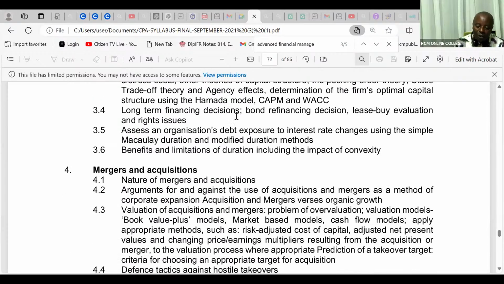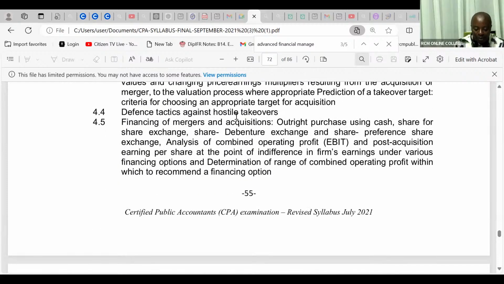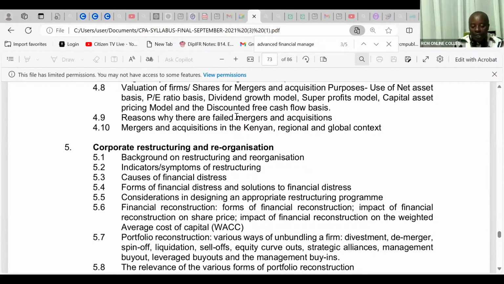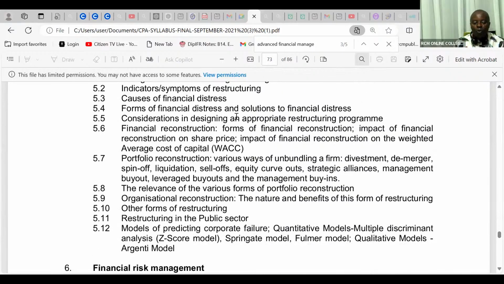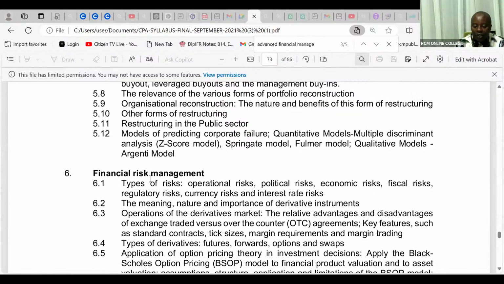So we have mergers and acquisitions, where we explain what they mean. We shall be looking at how to value them. Very, very important. Corporate restructuring and reorganization: background on restructuring and reorganization, indicators, cost of financial distress, etc. Like how do you raise money through sell-offs, spin-offs, etc. Then we have financial risk management: types of risks, meaning, nature, and importance of derivative instruments. I've already explained this, and I'll be explaining these topics one at a time as we move on.